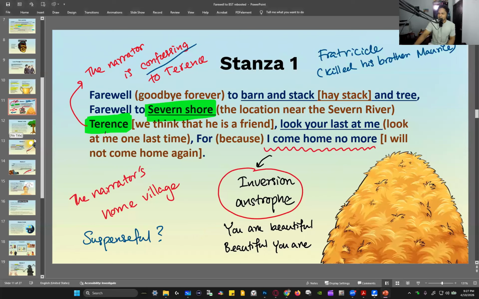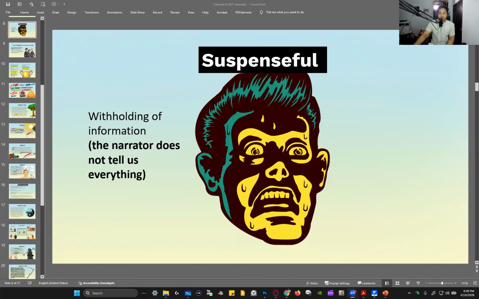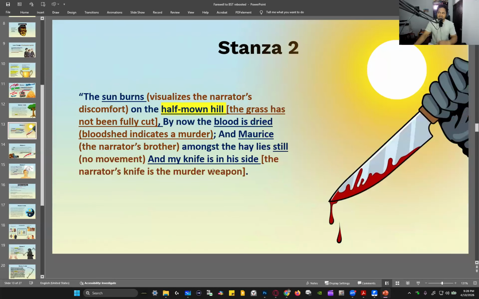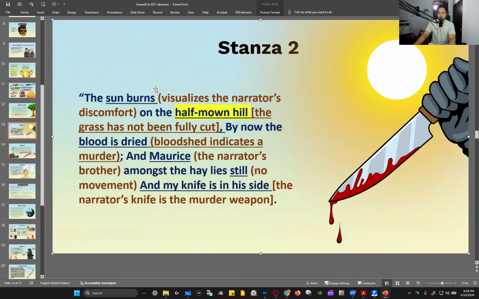So very quickly, this is the first stanza, and now it is suspenseful because the reader doesn't know why. The reader doesn't know why the narrator is about to abscond, about to run away. So we'll go to stanza number 2. Let's take a look at stanza number 2.